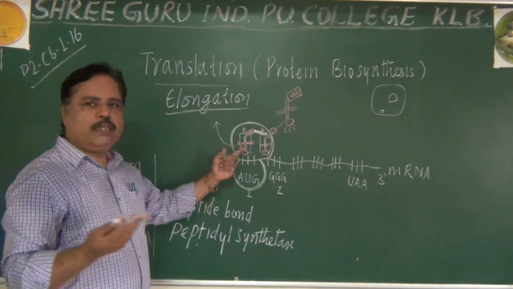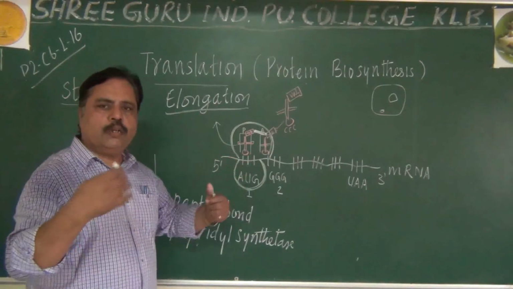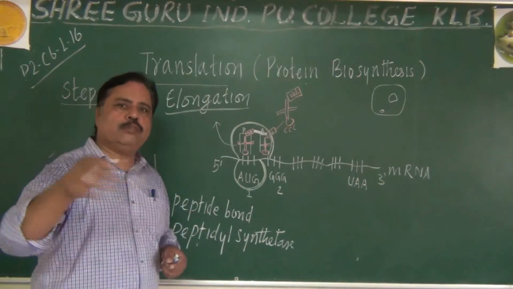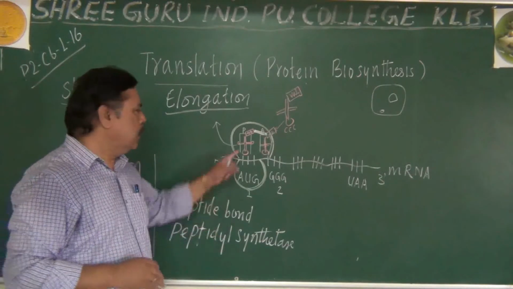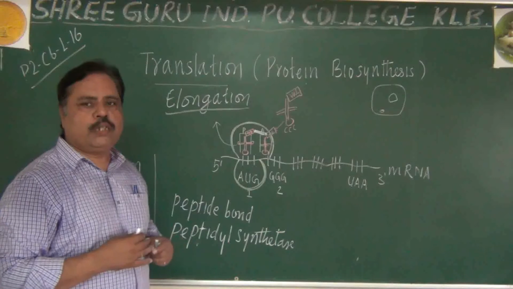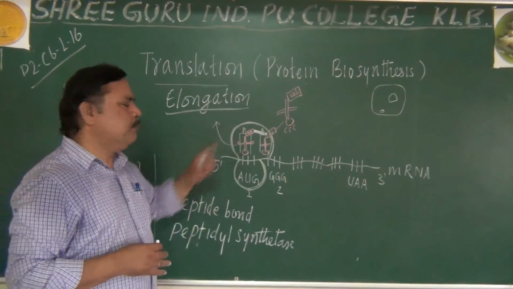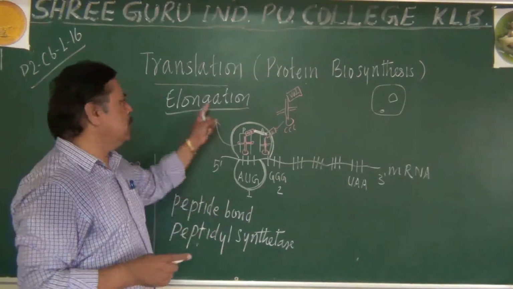So the tRNA is now useless. It has unloaded the raw material. The lorry has to be sent out of the factory. Now the tRNA will be sent out of the ribosome. The P site becomes vacant. Now comes the elongation.